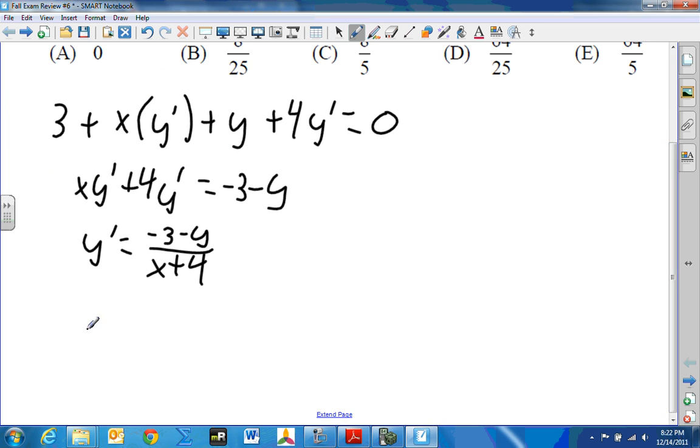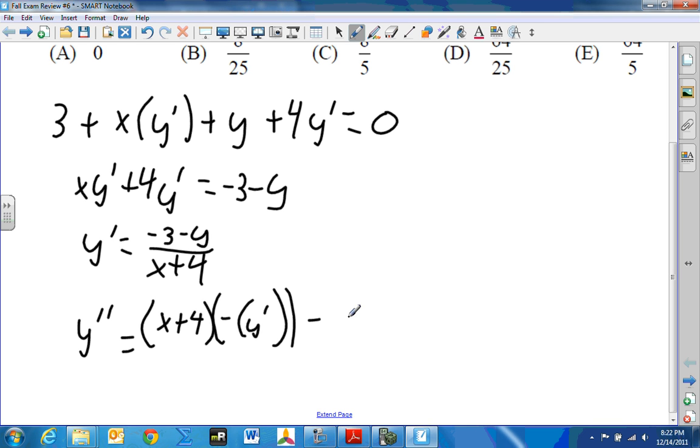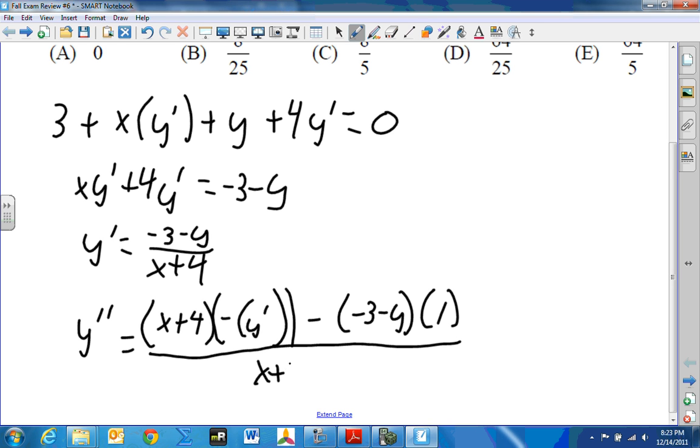So if we're taking that derivative, y double prime is low, x plus 4, times the derivative of the high, which would be minus y prime. I'll put it in a double set of parentheses here, minus high, which is negative 3 minus y, times the derivative of the low, which is 1, all over the denominator squared.